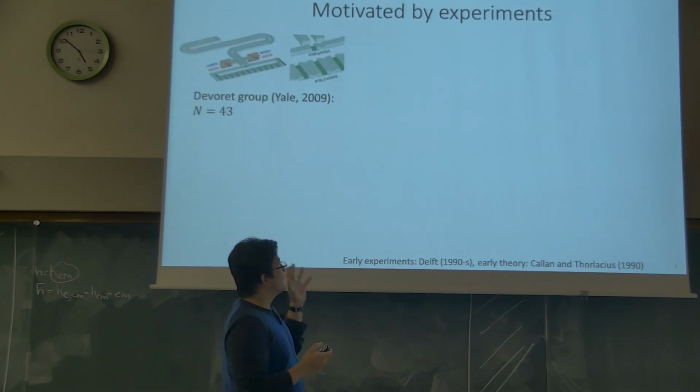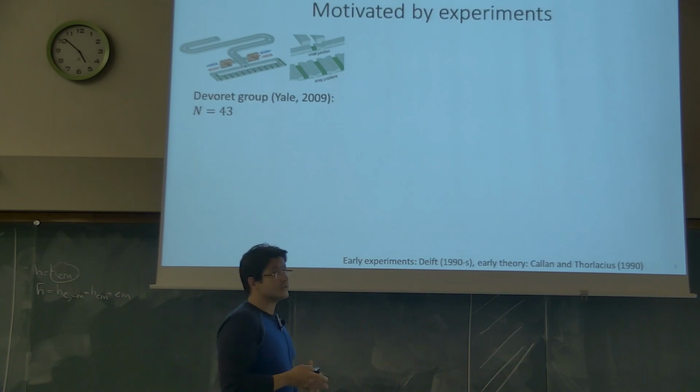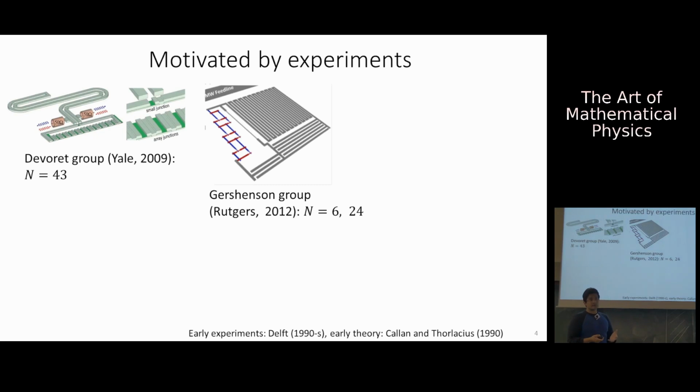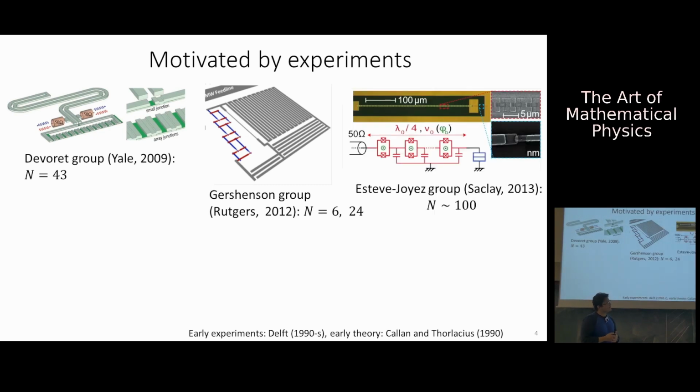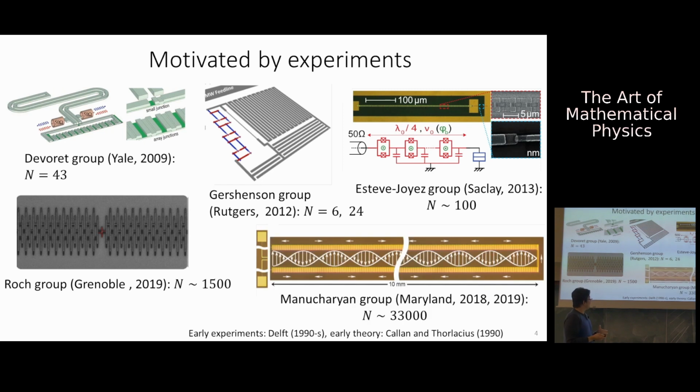If you look at the progression of the field, you will see that the first experiments were done in the Devoret group at Yale, where they had about 43 Josephson junctions. There was work done at Rutgers, where they had about 6 and 24 Josephson junctions. Then there was work done in Saclay here, in the condensed matter department, where they had about 100 Josephson junctions. And more recently, in the group of Nicolas Roch in Grenoble, they have an array of 1,500 Josephson junctions. And in Maryland, in the group of Manucharian, they now have 33,000 Josephson junctions.